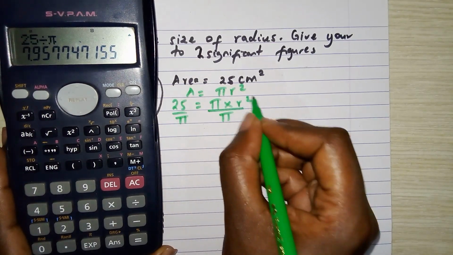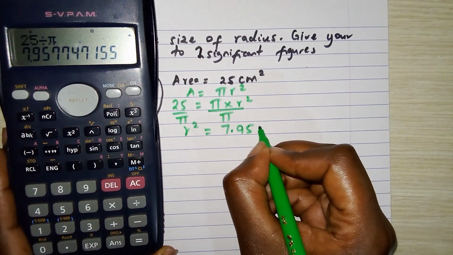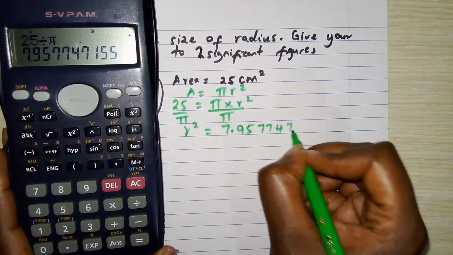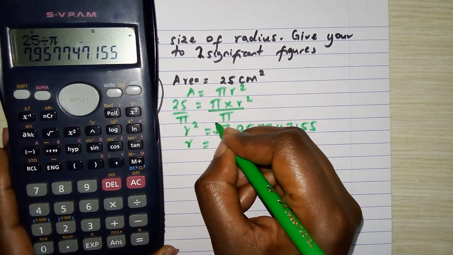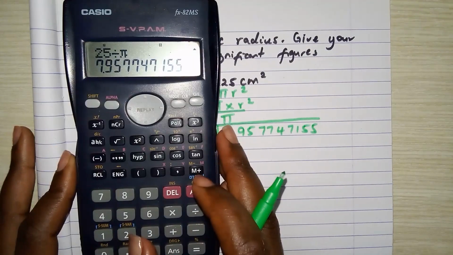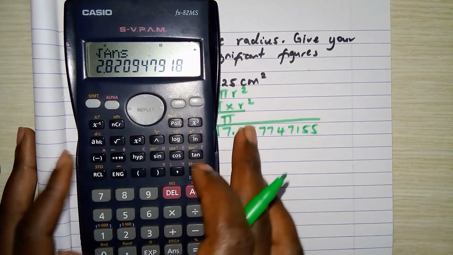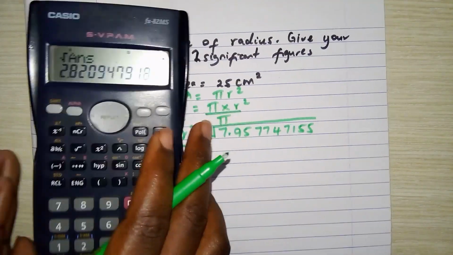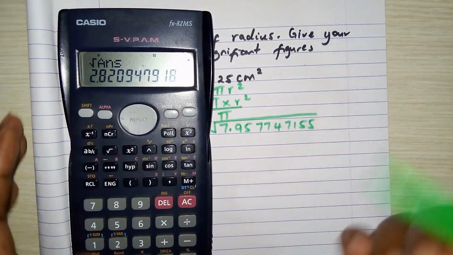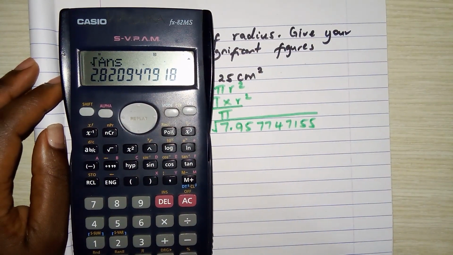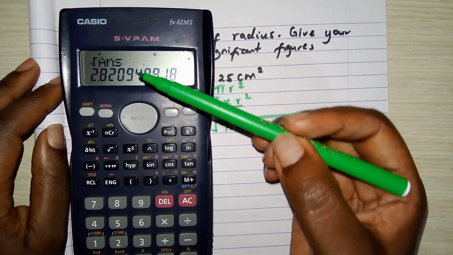So r squared is the same as 7.9577471155. So to find the radius alone, we'll square root the answer. So on your calculator, you just press square root, and the answer equals 2.8209... So you need to leave the answer in 2 significant figures. You can check the video on accuracy. I've done the rounding off to 1 dp, 2 dp, significant figures as well.